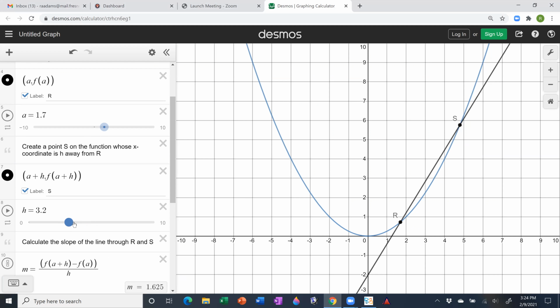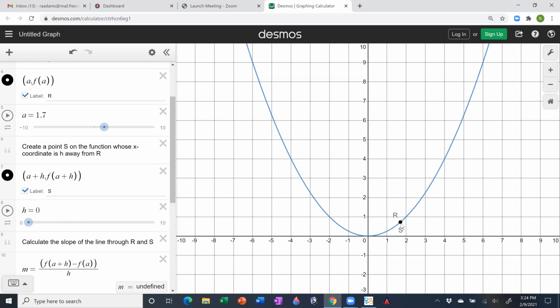So right now with h set at these numbers out here, r and s are some distance apart from each other. But if we let h go to 0, the limit as h goes to 0, we can see that this secant line gets these 2 points closer and closer and closer and closer until they land right on top of each other. Now h is 0.